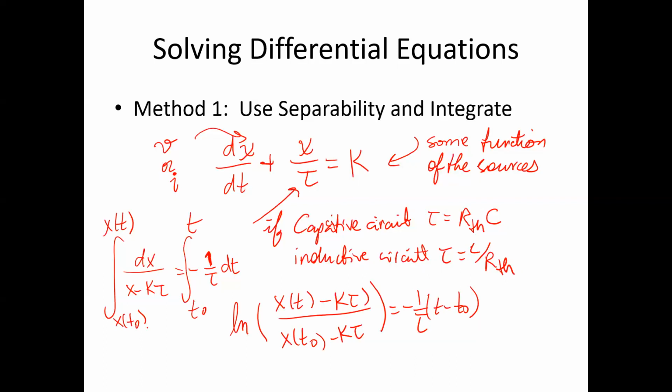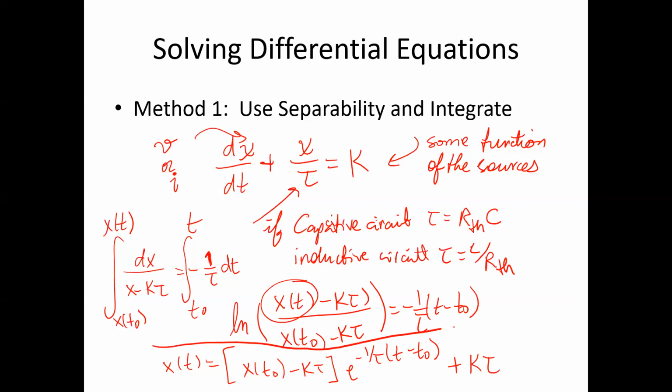And then if you go through and actually solve now for the general form, if you solve for x of t, you can write that x of t in general is equal to x of t naught minus k tau, times e to the minus 1 over tau times t minus t naught, plus k tau.